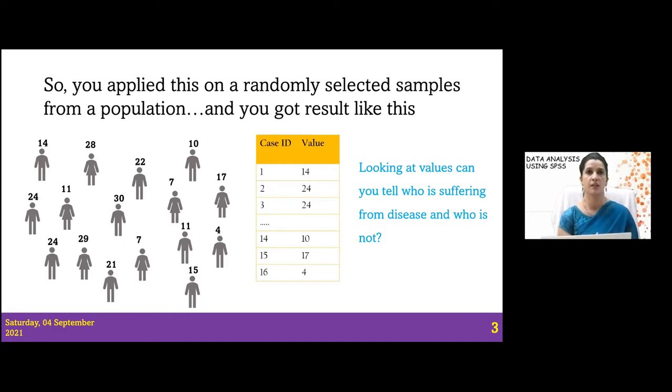So looking at the value, can you tell who is suffering from a disease and who is not? Yes or no? If I only know the value, like this person has 28, this person is 30, 29, 11, 24, etc. So just by seeing the value of a test, can we say that this person has the disease? Everybody said no, you are right. We cannot say, because we don't know the true status. We only know the value of a particular test in that individual, where we have not decided any cutoff, we have not done any analysis, no previous literature is available, or even if that literature is available, maybe that is on a different subsample. So I cannot say basically.